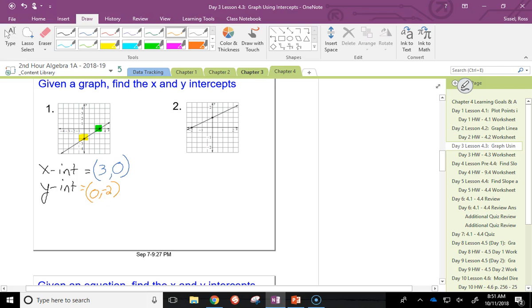Go ahead and do number 2 on your own, and I'm going to check to see what you got for your answer. So, find the x-intercept and the y-intercept for me. Should only take a few seconds. What are the coordinates for the x-intercept and the y-intercept?